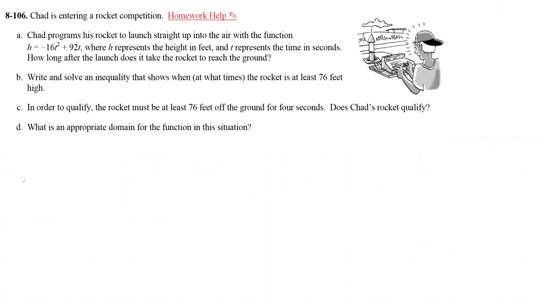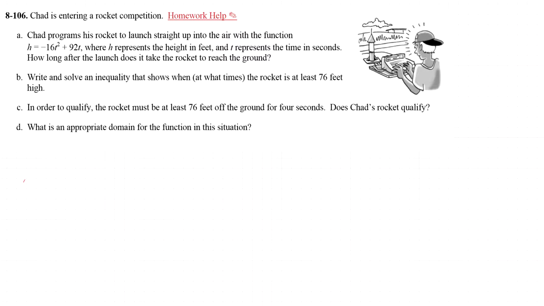Alright, so this is 8106. Chad is entering a rocket competition. And in A, Chad programs his rocket to launch straight up into the air with the function h equals negative 16t squared plus 92t, where h represents the height in feet and t represents the time in seconds. How long after the launch does it take the rocket to reach the ground?